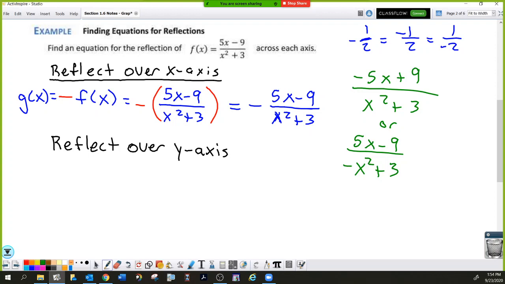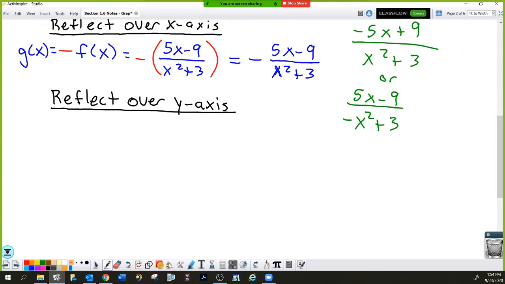Alrighty. Okay. So now we're going to reflect over the y-axis. I'm going to need a little more space. All reflections are negative signs. I'm not going to call this one G. It's H.